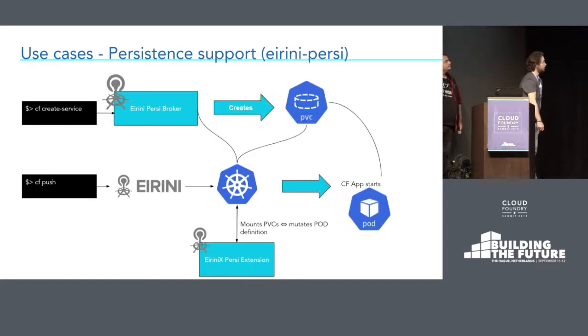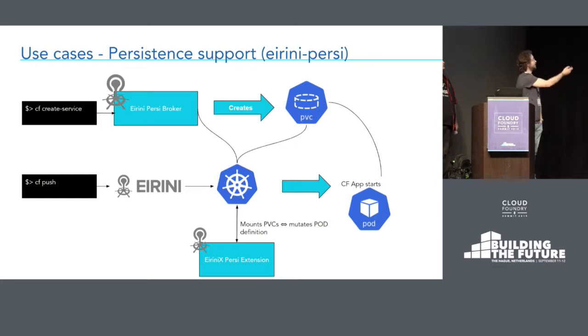So let's see how we managed to have persistent storage support with Eirini. There are two cases here. When you create a service, we implemented a Persi broker. The Persi broker simply creates persistent volume claims that are later reused by the extension. So when the user creates a service, it contacts the CC API, and our Persi broker associates a new PVC with each new service you request. Those PVCs can be reused by different applications as well, allowing you to share volumes between applications.